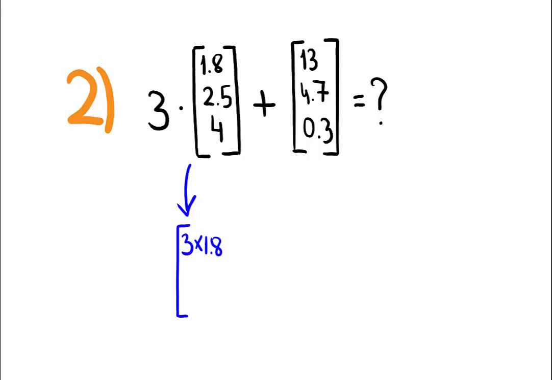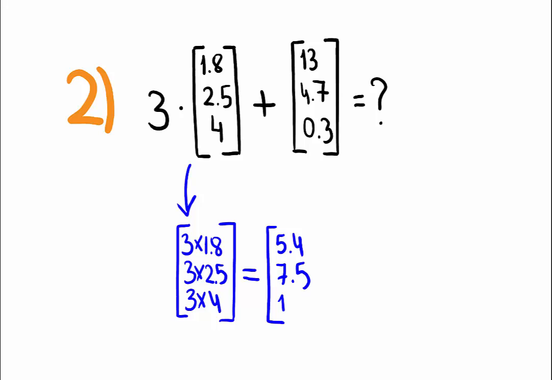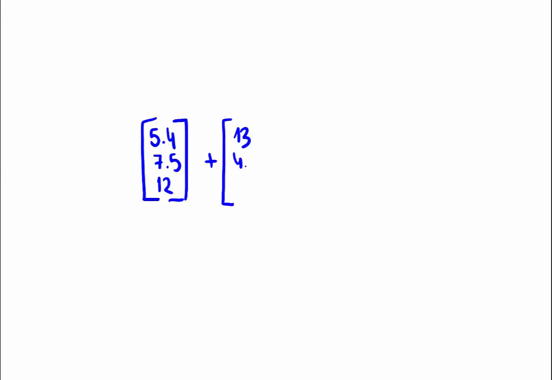In this case, we have to first calculate the multiplication of the real number 3 and the vector. After calculating that, we have to add the product to the second vector, and we have the result.